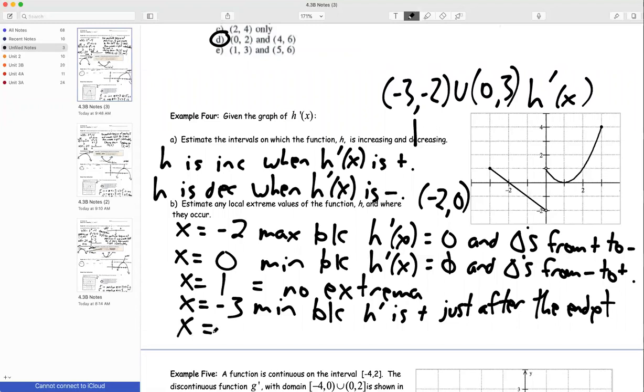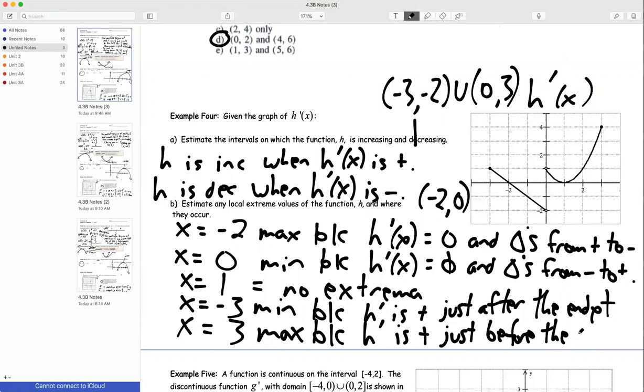And now I'm going to check my other endpoint, which is x is equal to 3. And x is equal to 3 is a maximum because h prime is positive just before the endpoint. So it is increasing, and then it stops. Therefore, it must be a relative max.